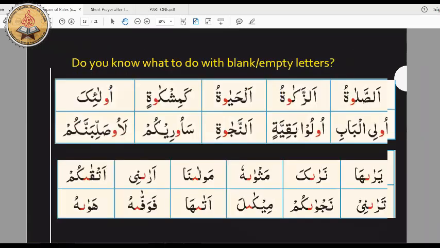Okay, we're going to go on to our next slide now. Again, these are things which are highlighted now, and when we have them in the Quran, they won't be highlighted. So we do need to learn these rules, and we do need to know how to pronounce these particular things. So in this case, it says, do you know what to do with blank, empty letters? Okay, so let's have our next student. Let me see, who can we have next?